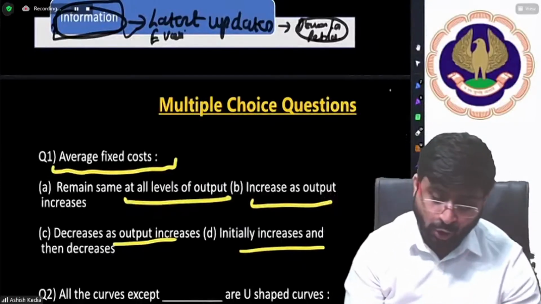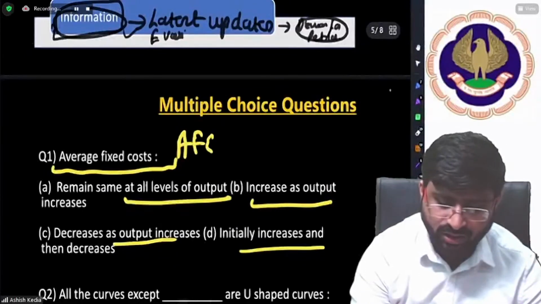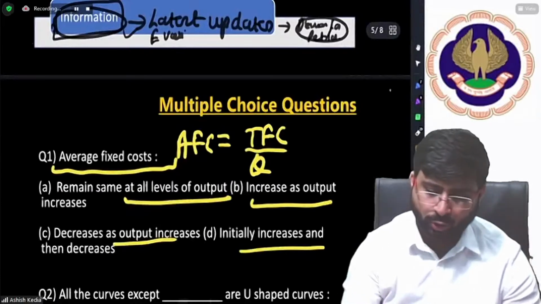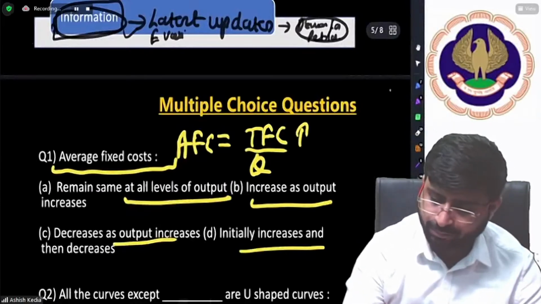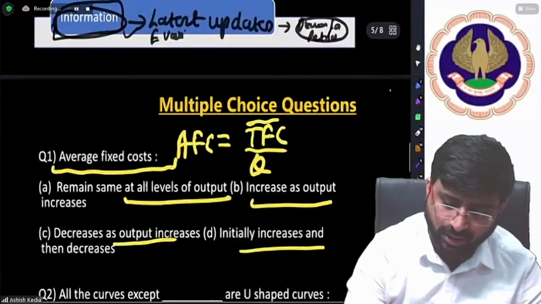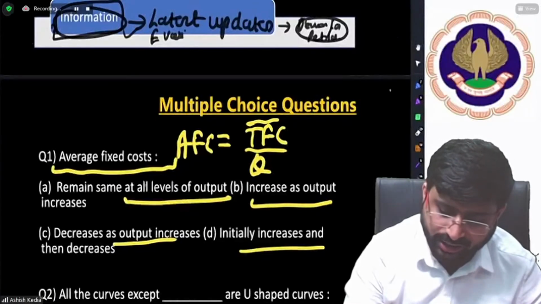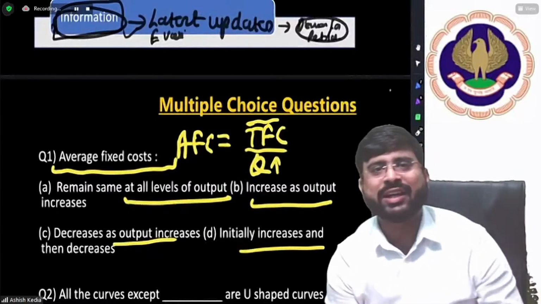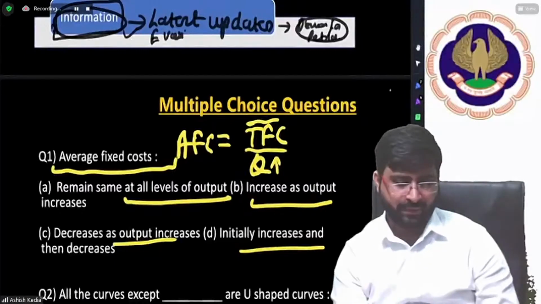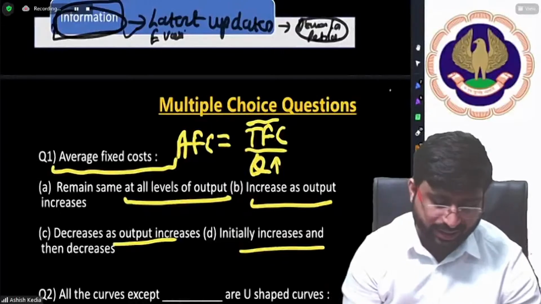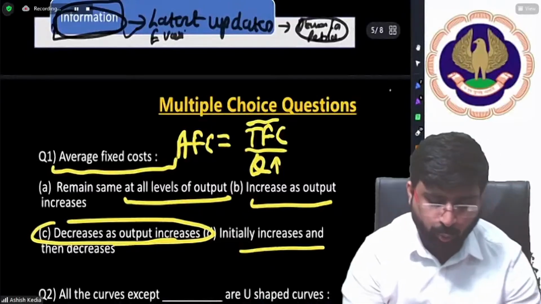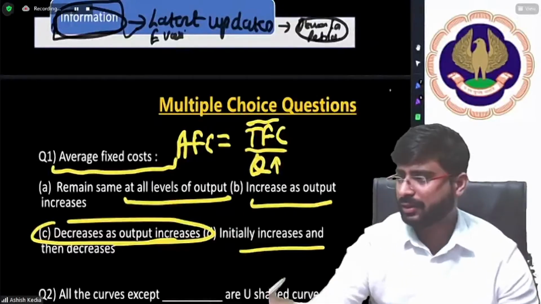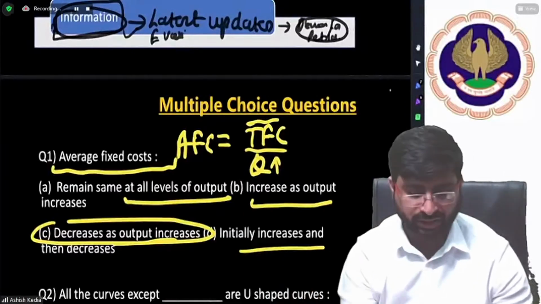Very good. So, see, average fixed cost is total fixed cost divided by quantity. As total fixed cost will remain same, and quantity is going to constantly rise, therefore AFC is going to constantly fall, and hence your answer that AFC decreases as output increases. Absolutely. AFC decreases as output increases.